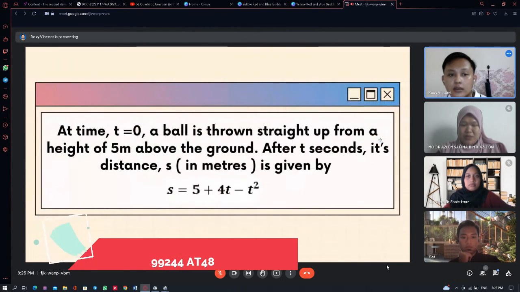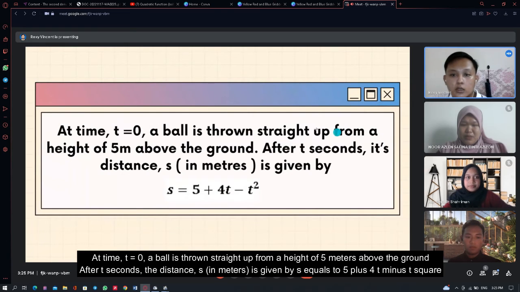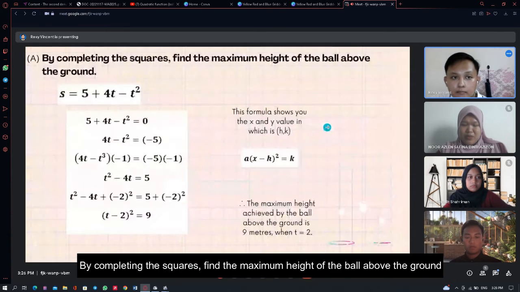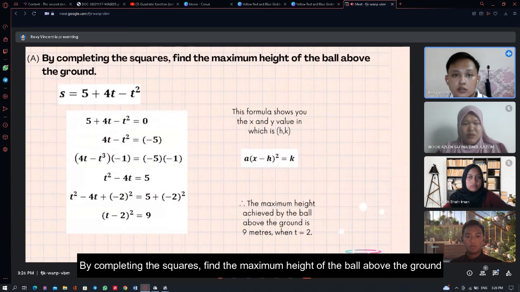Question 2. At time t equals 0, a ball is thrown straight up from a height of 5 meters off the ground. After t seconds, its distance s in meters is given by s equals 5 plus 4t minus t squared. By completing the square, find the maximum height of the ball above the ground.